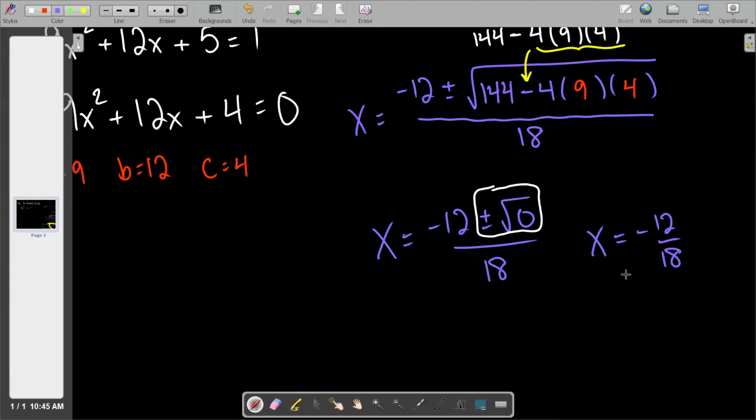Let's reduce that down. What do we get? Negative 2, exactly negative 2/3. So there's one answer to this quadratic equation, and it is x equals negative 2/3.